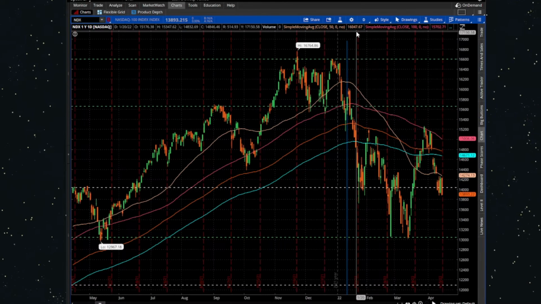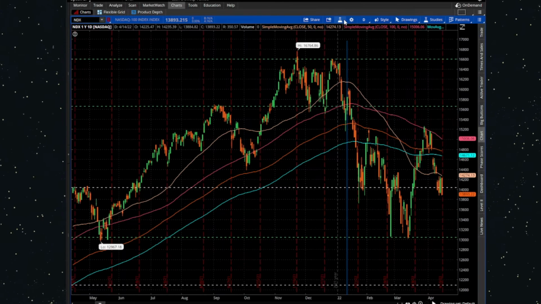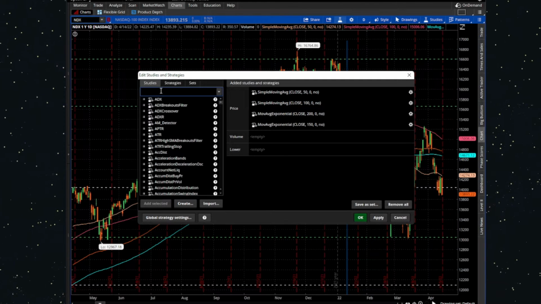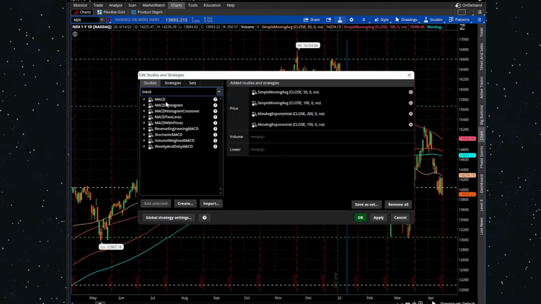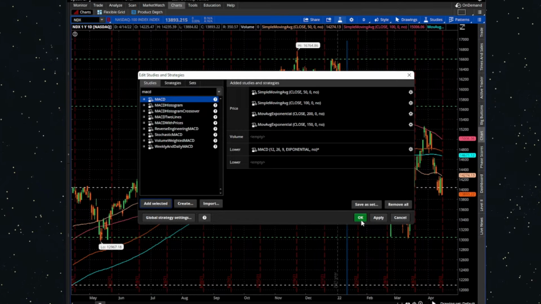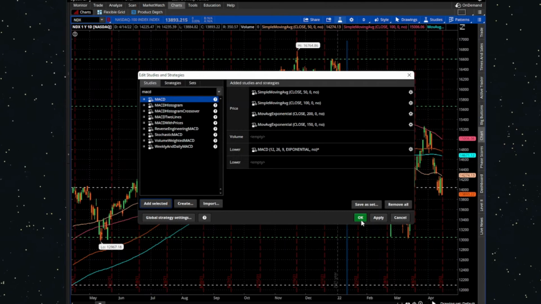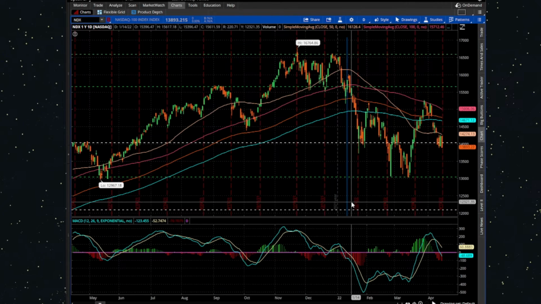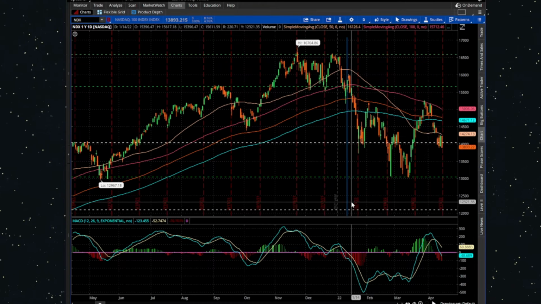To get the MACD on the chart, and this is thinkorswim, but whatever brokerage you're using is going to be very similar, we just need to add the study. So all I have to do is type in MACD here, and I'm going to hit add selected, and we're going to keep the default settings, and I'm going to explain these settings in this video as well. So we'll hit OK, and now it's down below because it's a lower study.